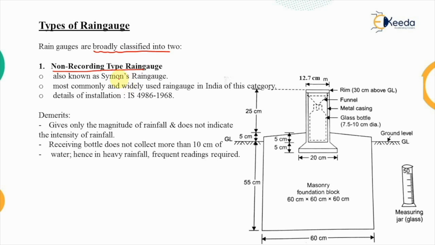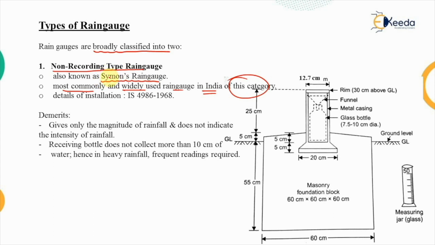Obviously the name itself suggests that the first one will not be recording any data, while in the second case the recording will be available. Now the non-recording type rain gauge is also known as the Symon's rain gauge, and this is the most commonly and widely used rain gauge in India of this category. Of the non-recording type rain gauges, the Symon's rain gauge is the most popular in India.